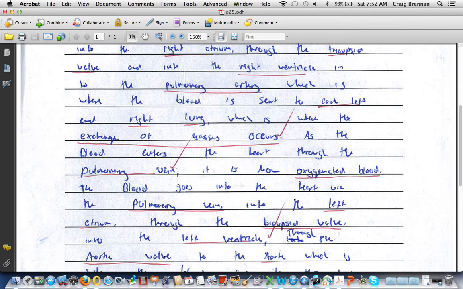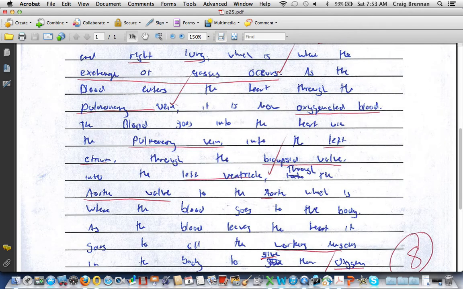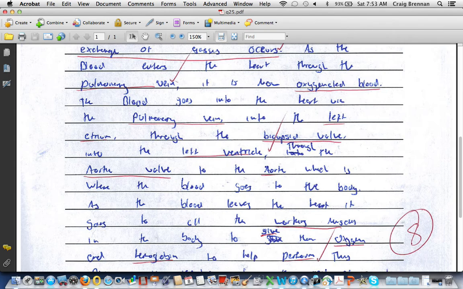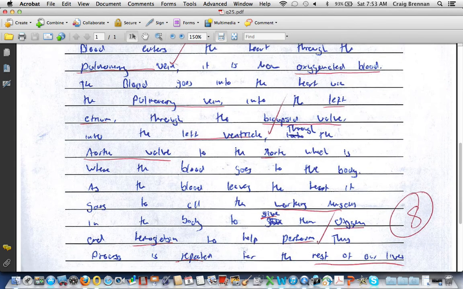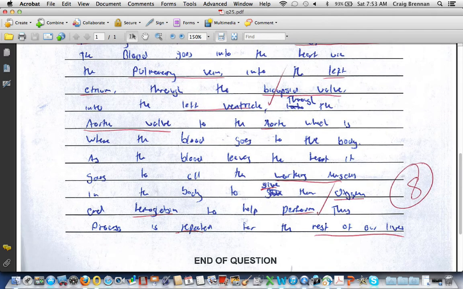The blood goes into the heart via the pulmonary vein into the left atrium through the bicuspid valve into the left ventricle. Through the aortic valve to the aorta, which is where the blood goes to the body. As the blood leaves the heart, it goes to all the working muscles in the body to give them oxygen and hemoglobin to help perform. This process is repeated for the rest of our lives.